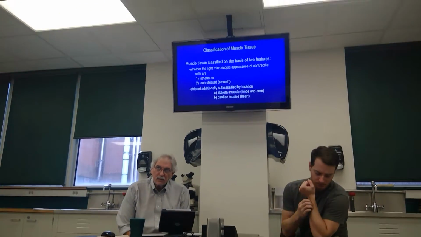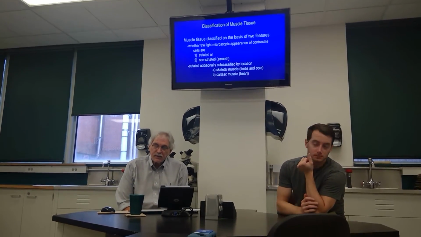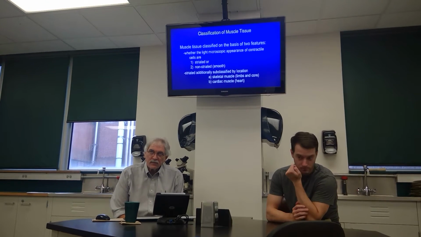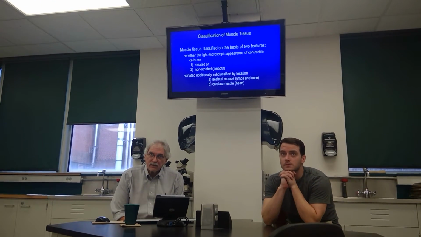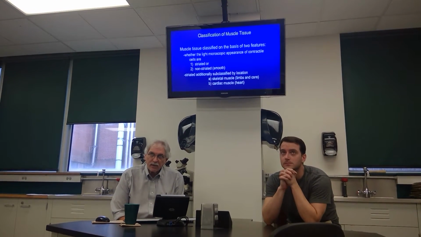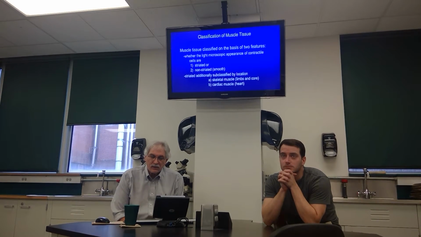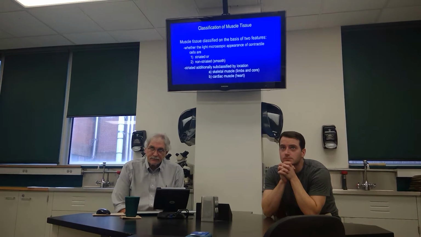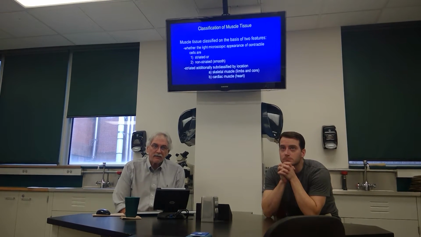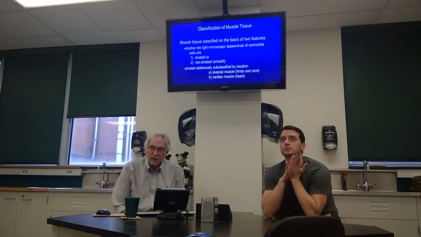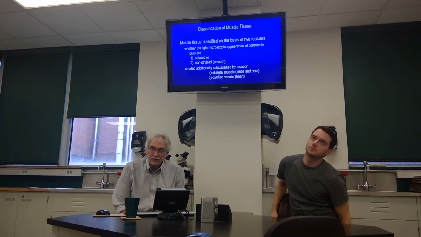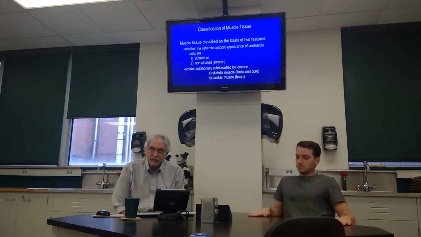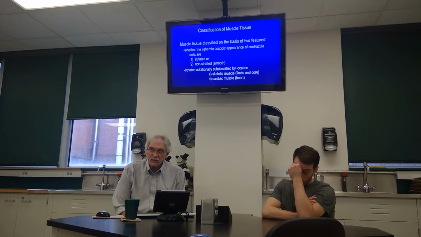In humans, there's only three basic kinds of muscle. So muscle in humans is classified this way. First, it's on whether the light microscopic appearance of these cells or fibers is either striated or non-striated. And then you divide the striated variety into two subcategories. One called skeletal, which is mainly found in the limbs and the core, or the trunk of the body.